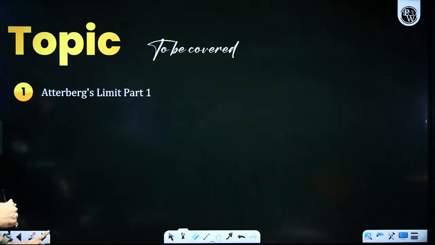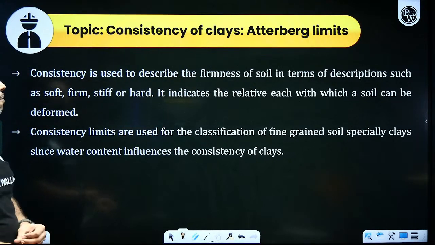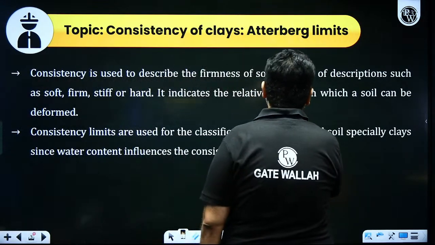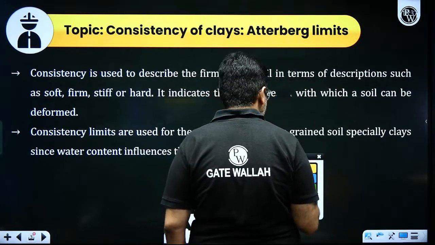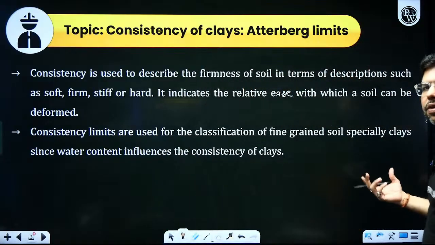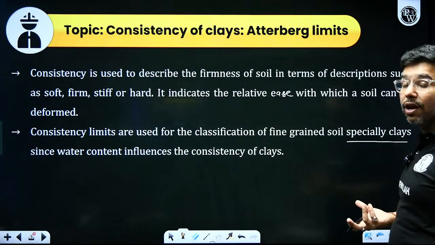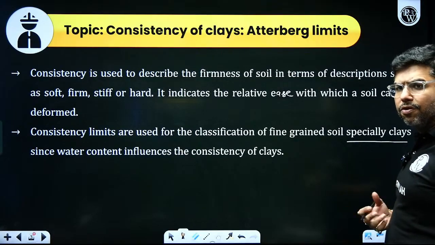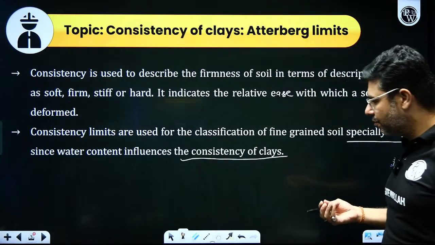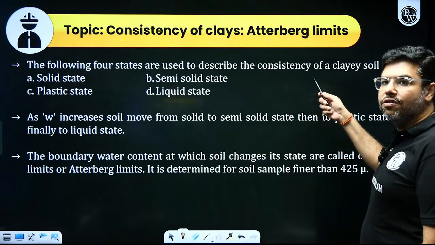Let's read what is given in the PPT. Consistency is used to describe the firmness of soil in terms of description such as soft, firm, stiff or hard. It indicates the relative ease with which a soil can be deformed. Consistency limits are used for classification of fine grained soil, especially clays, and for defining the index properties of clays. Since the consistency of clays depends upon the water content of soil, the following states are used to describe the consistency of clay soil.